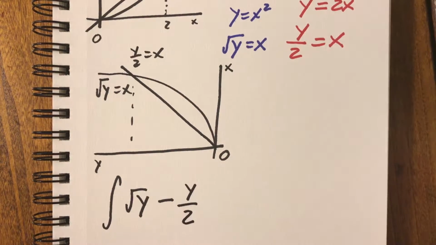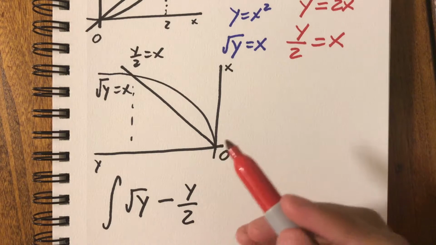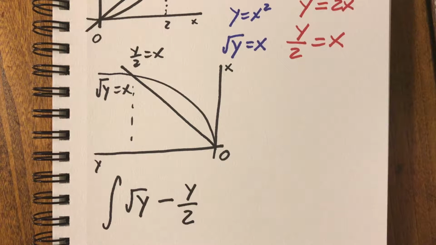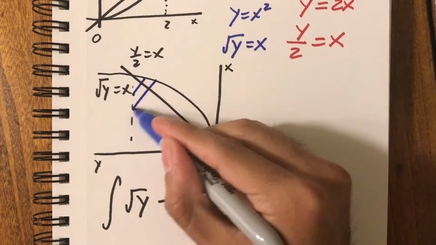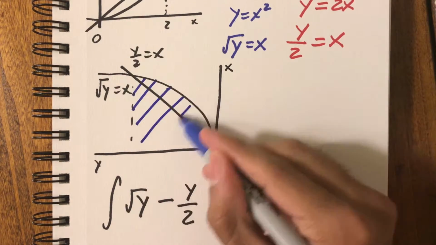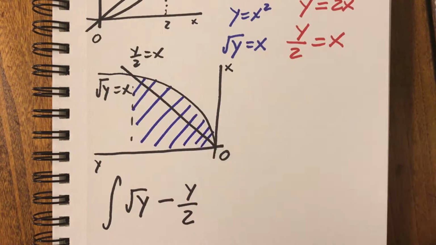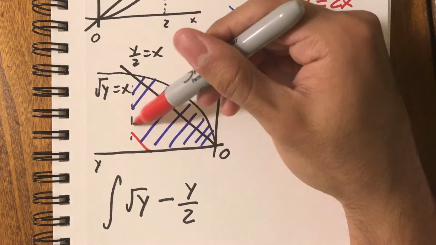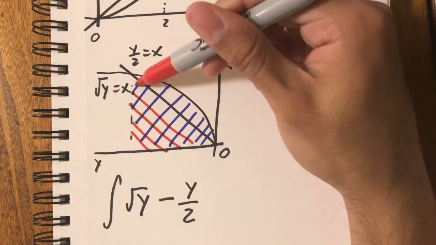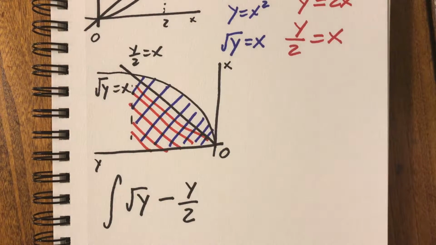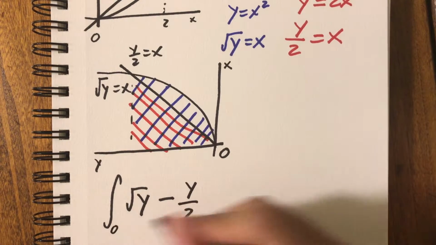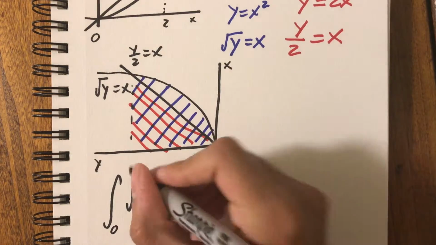And remember that this top function is all this area right here, this entire area. And the bottom function is this area, the area we don't want. So all we're doing is subtracting it out. And that's how you want to think about it. And our bounds are going to go from 0, forgot a dy, to a.